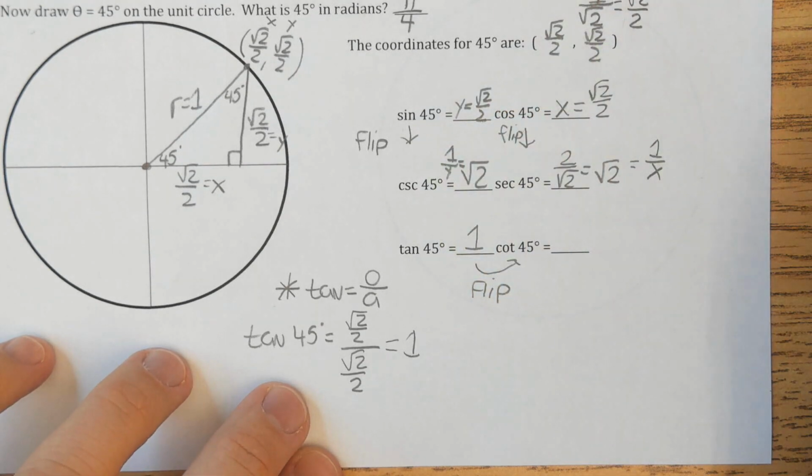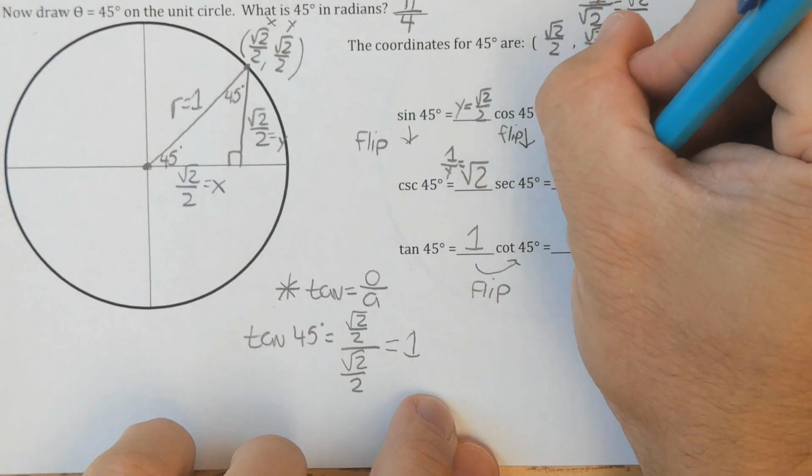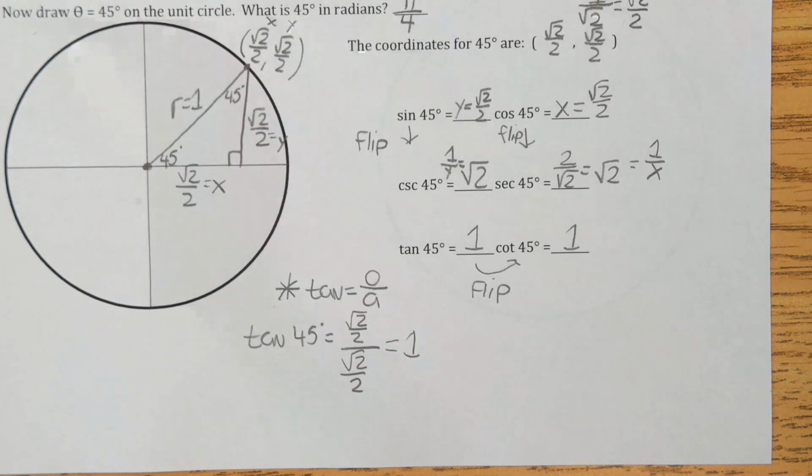In this case here, cotangent would also be equal to 1, because when you flip 1, it's just 1.